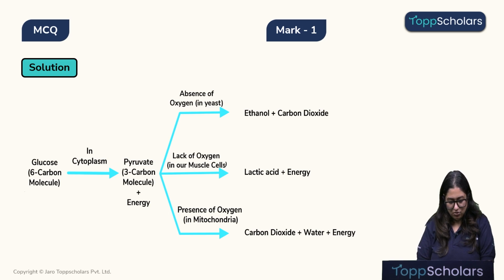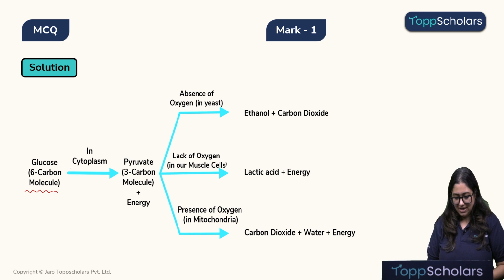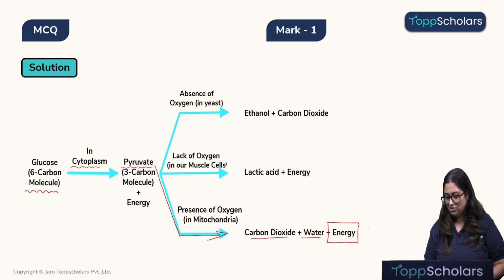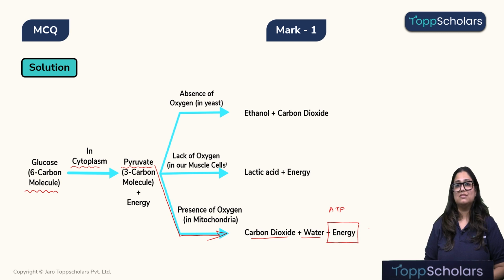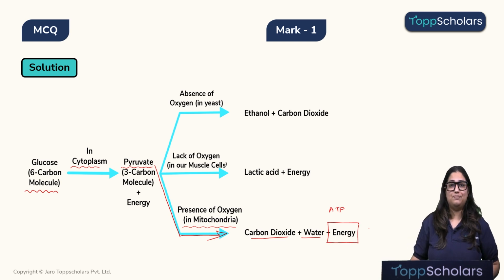Children, we know that glucose is a molecule with abundant energy, right? It is broken down in the cytoplasm into a 3-carbon compound which is pyruvate. And in the availability of oxygen, children, it is further broken down into carbon dioxide, water and release of energy, or ATP. Children, this pathway is seen in the mitochondria, and therefore option C is correct. That is, the breakdown of glucose is completed in the mitochondria.